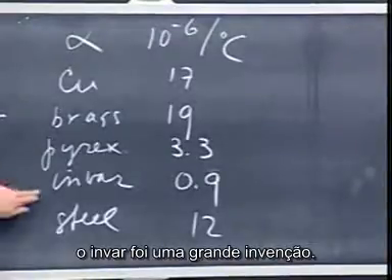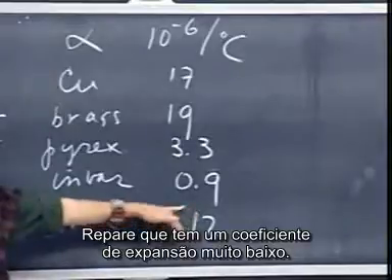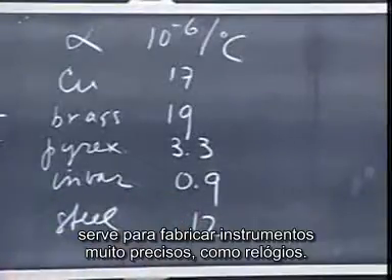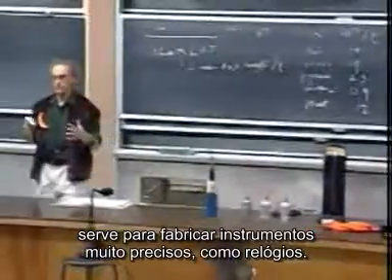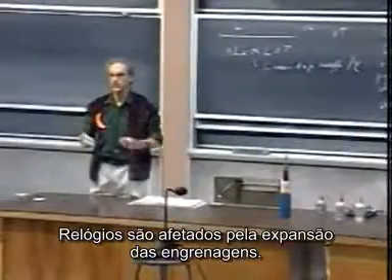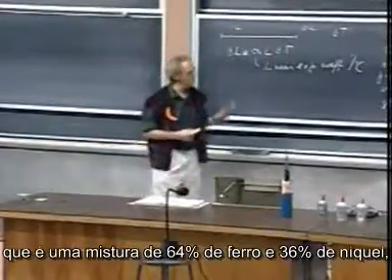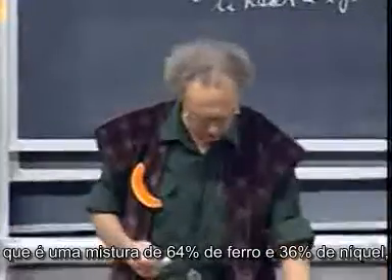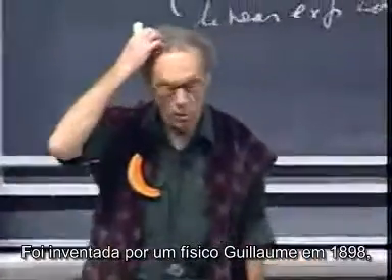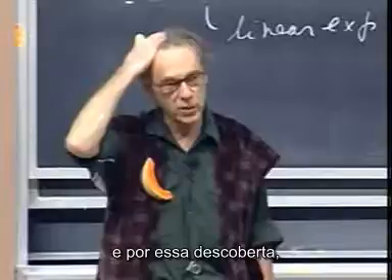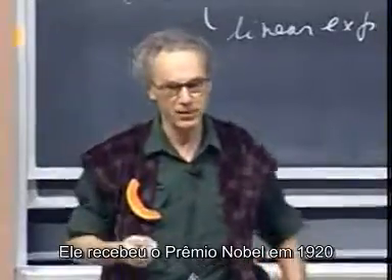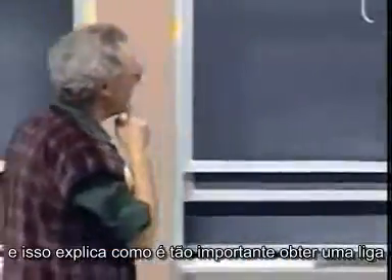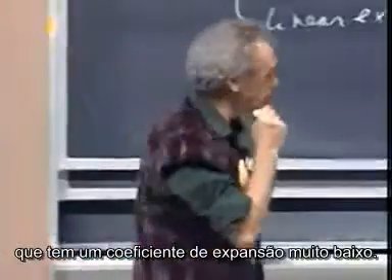Invar was a great invention. Notice it has a very low expansion coefficient, which was very important in the 19th century, even today, to make instruments very precise, like clocks. Clocks are affected by the expansion of the gears. The invention of invar, which is a mixture of 64% iron and 36% nickel, was made by the physicist Guillaume in 1898. And for this discovery, he received the Nobel Prize in 1920. Tells you something about how important it was to get an alloy that has a very low expansion coefficient.